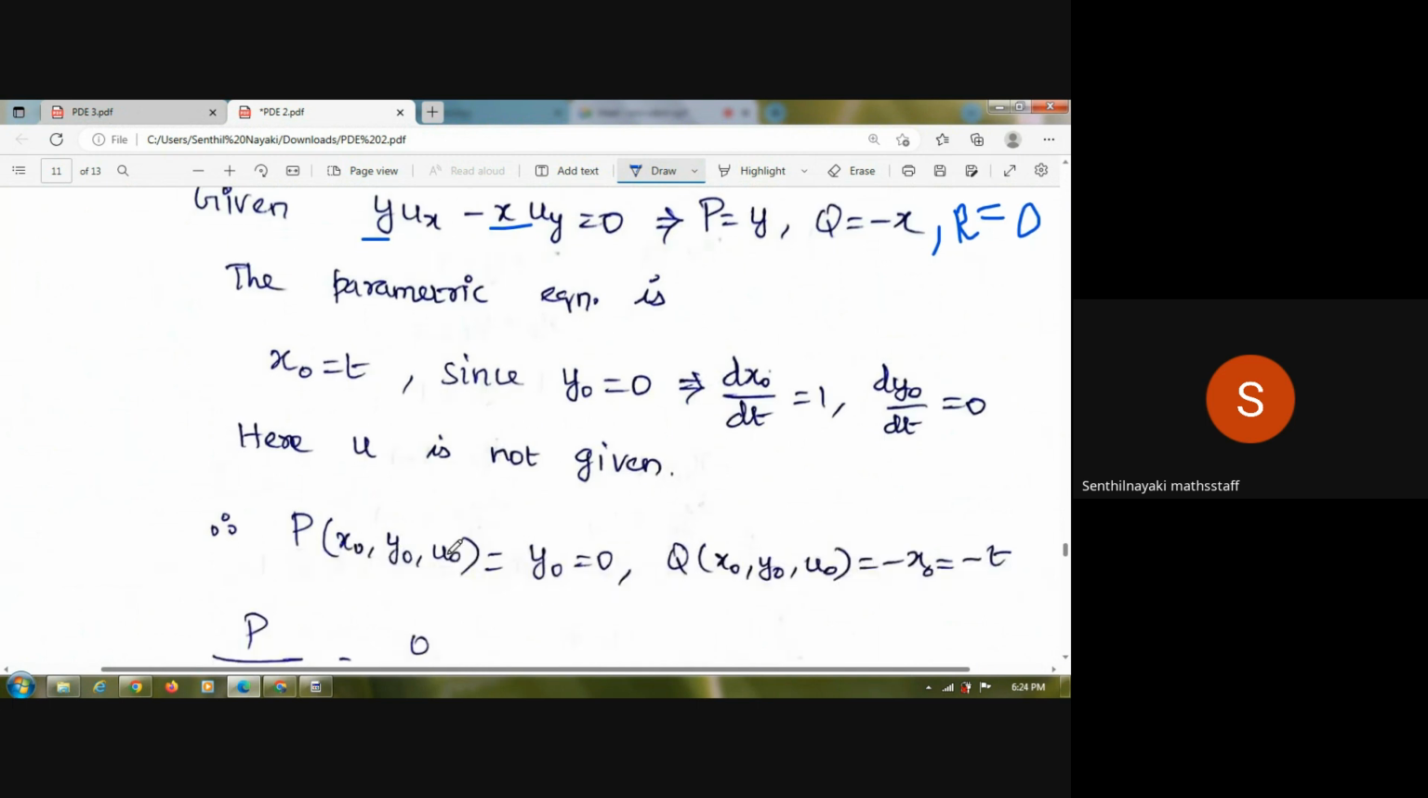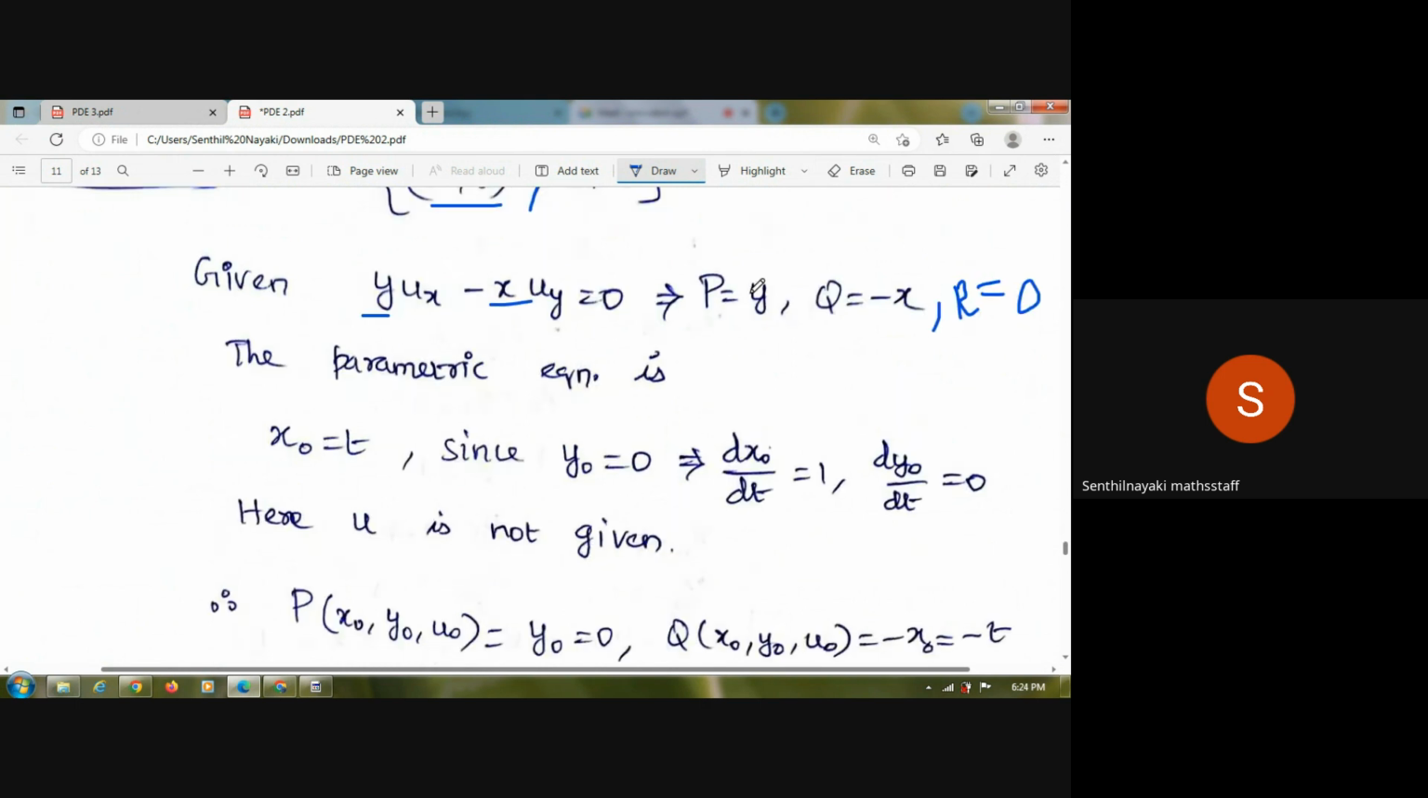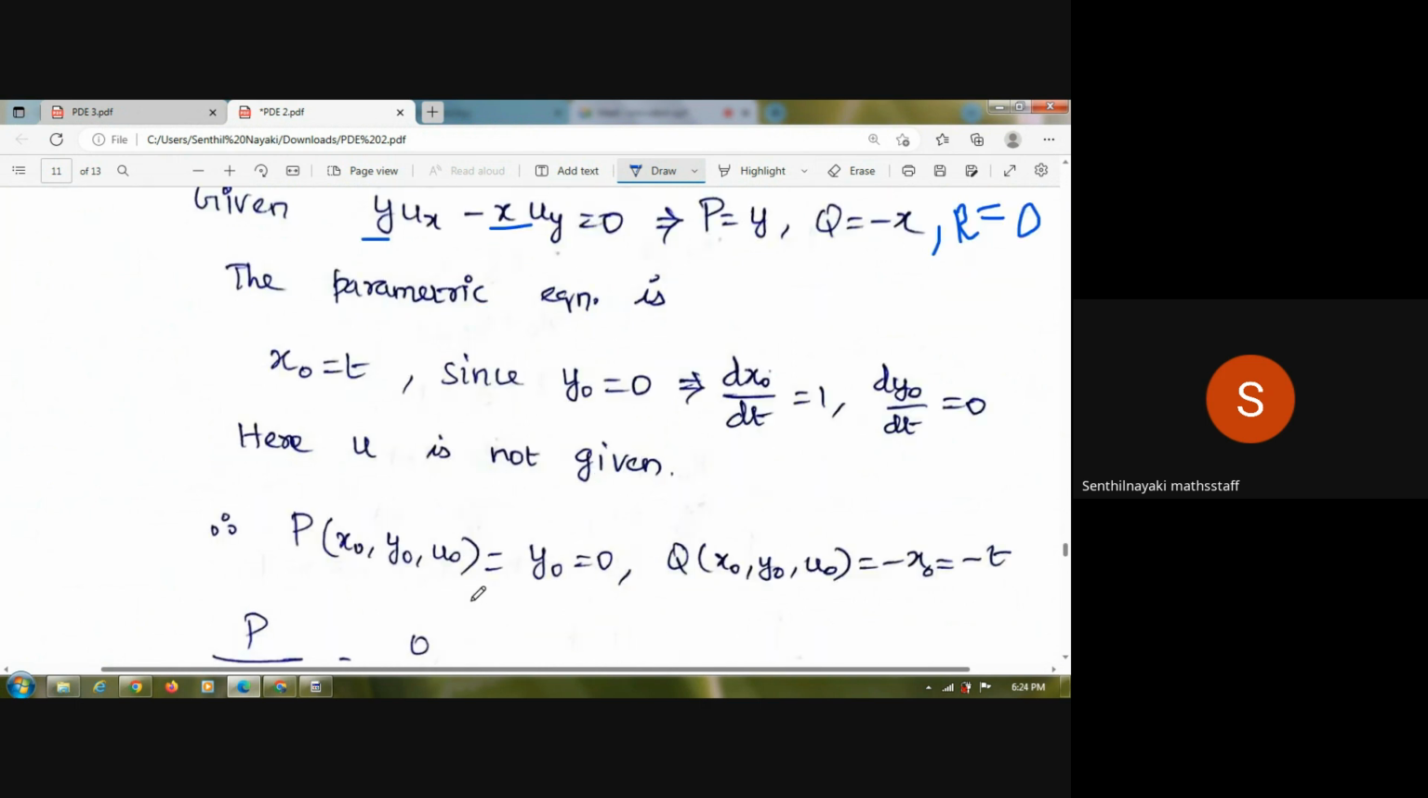So p of x naught, y naught, u naught. Since p is in terms of y, we have to substitute this initial value. Then p of x naught, y naught, comma u naught means p of x comma y comma u, so instead of y we substitute y naught, and the y naught value is 0. Similarly the q value at the initial condition: minus x becomes minus x naught, and the x naught value is t, so this becomes minus t.